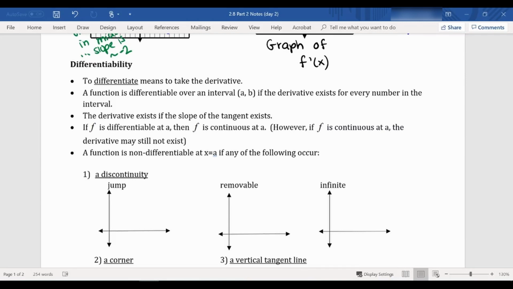The derivative can only exist if the slope of the tangent exists, because the derivative is the slope of the tangent. And if f is differentiable, then it must be continuous. However, if it's continuous, it does not necessarily mean it is differentiable. The reason it has to be continuous if we know it's differentiable is that if it's differentiable, we were able to find the limit. And in order to find the limit from both sides and for it to be equal, we would need to be continuous here.